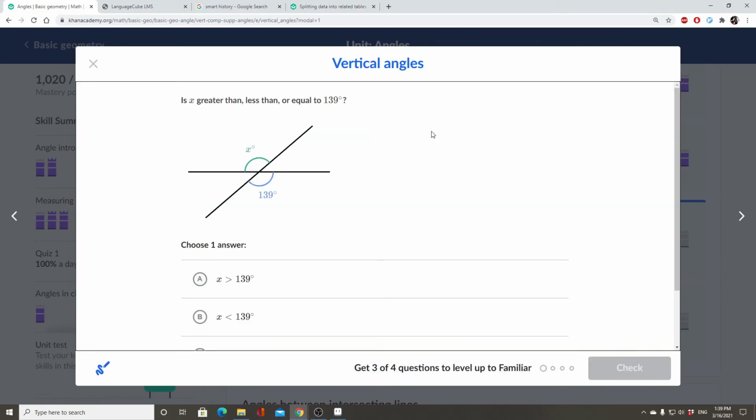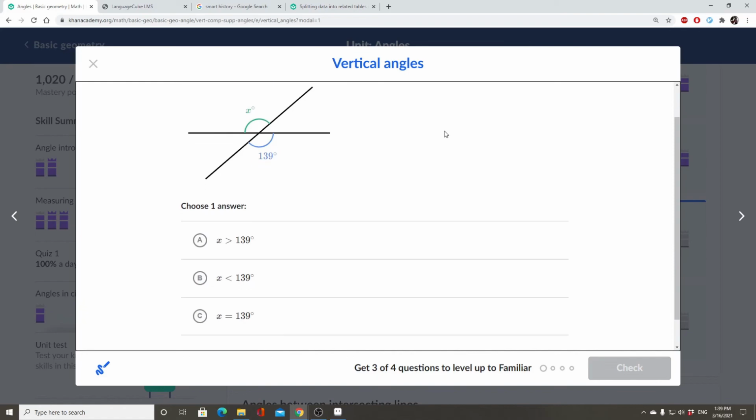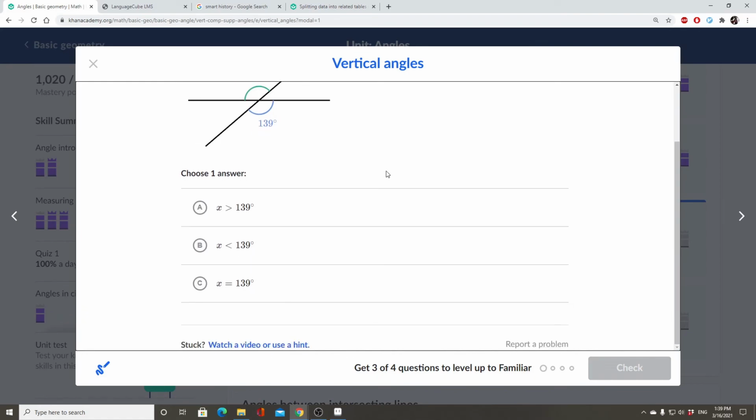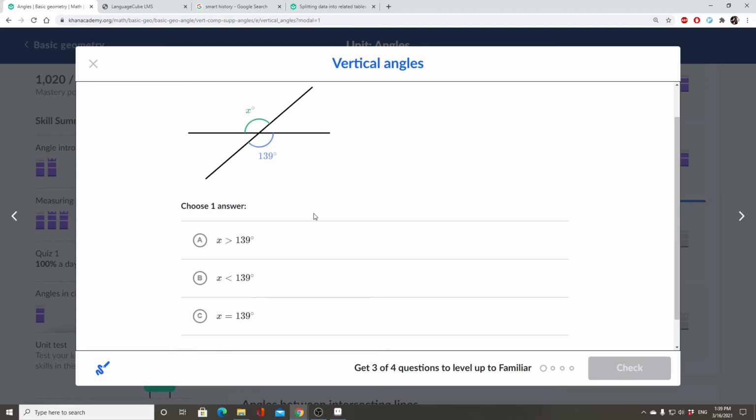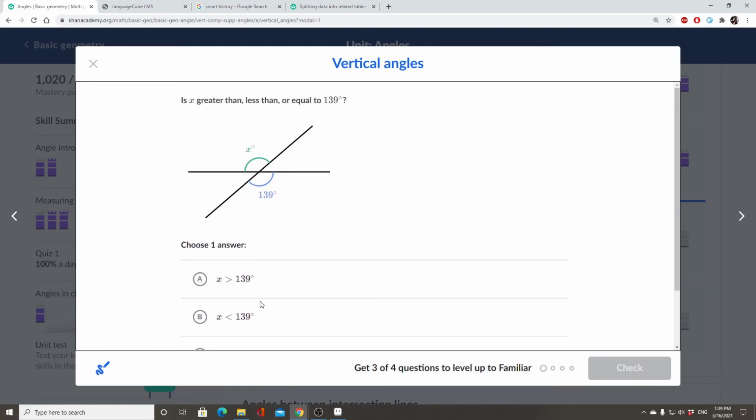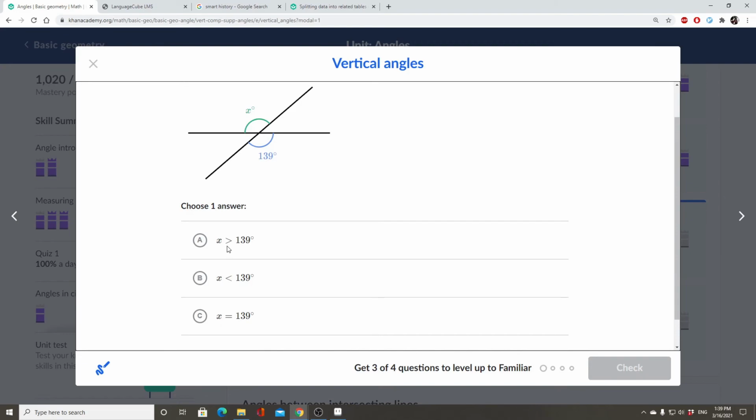Okay. Vertical angles. Is x greater than, less than, or equal to 139? Okay, yeah, so this is a funny thing. Before I started studying math on this website, well, actually, I was also using another website called The Math Page, which is also really good, although they don't have these gamified sort of exercises. Before I studied math, I constantly got these symbols mixed up. Now I don't, because I have a good way to remember them.